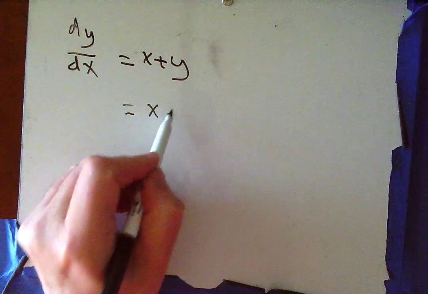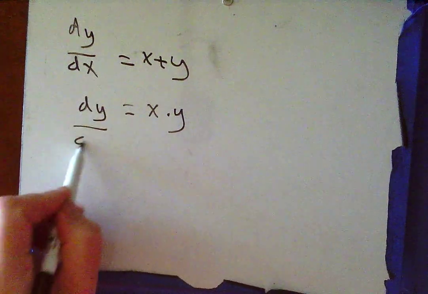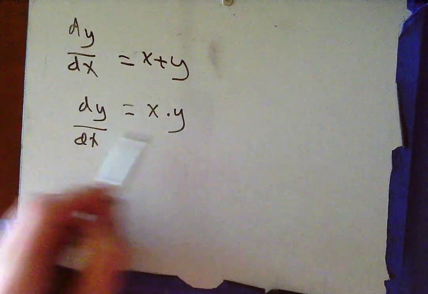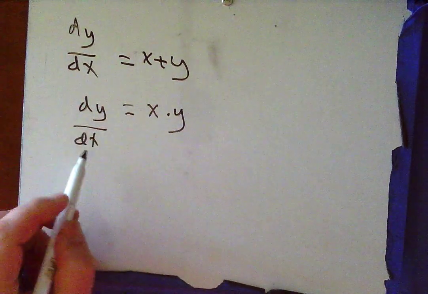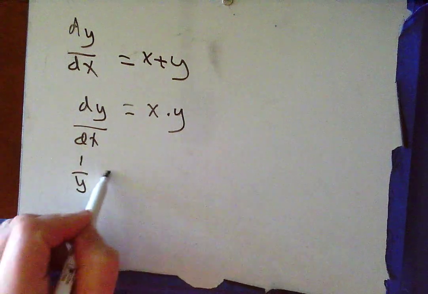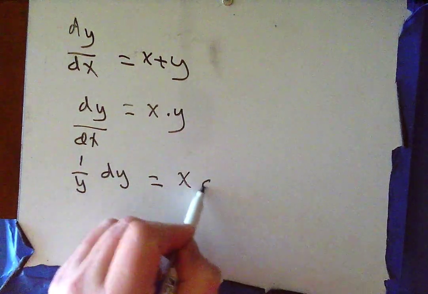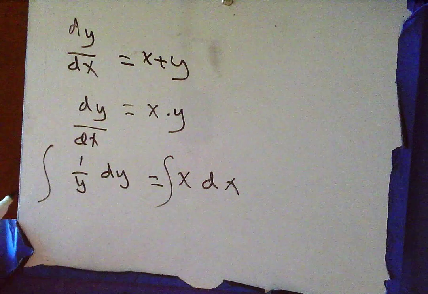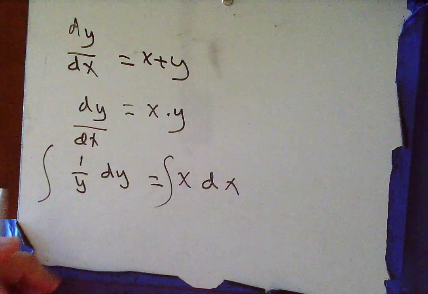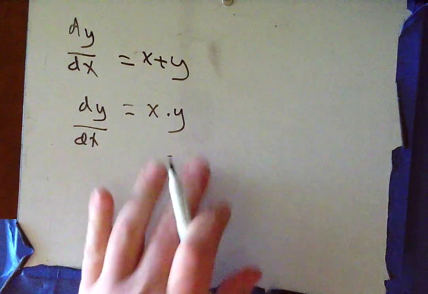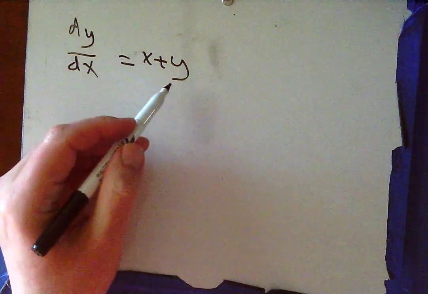If I had x times y is dy dx, sure, no problem. I can divide both sides by y, multiply both sides by dx. 1 over y dy equals x dx, and I'm ready to integrate. They were attached with multiplication. But these are attached with addition.